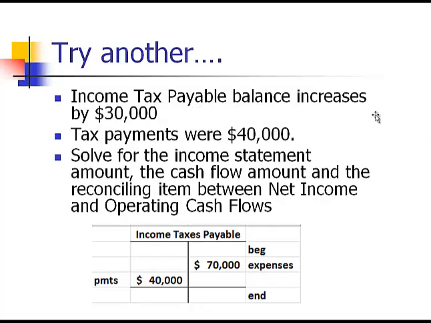Let's try another. What if the income tax payable account went up by 30,000 and they tell you that the payments were 40,000? So you pop the payments in there and you know that the balance went up. The only way for the balance to go up is to have accrued in 30,000 more than what you paid. Then whatever this is, it would be 30,000 higher at the end. So what would the reconciling item be here? What went into net income was reduced by the 70, but the bank account was only reduced by the 40. So you would add that $30,000 reconciling item back in. So net income would be increased to get to operating cash flow.